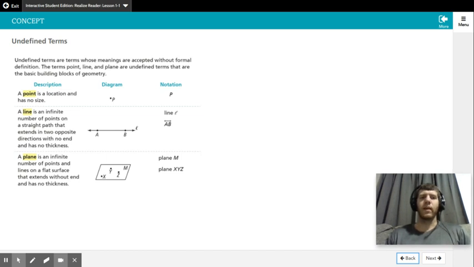We haven't defined the words that we're using to describe these terms, right? We don't have specific definitions for location or size. We're just making assumptions about what those words mean to describe what they are, and then we use these words to define other words.